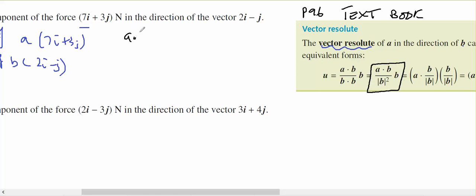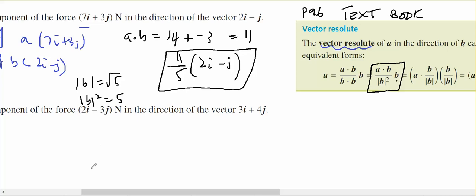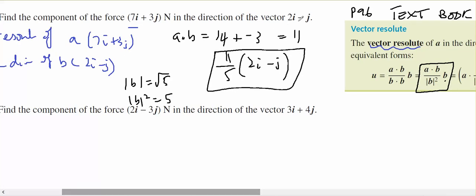So A dot B is going to be 7 times 2 is 14, plus 3 times minus 1 is minus 3. That gives me 11. The magnitude of B is going to equal the square root of 2 squared is 4 plus 1, so it's going to be root 5. But the magnitude of B squared is 5. So it's going to be 11 on 5 times B, which is 2i minus j. And that's going to be the vector resolute of the force in the direction of that vector.